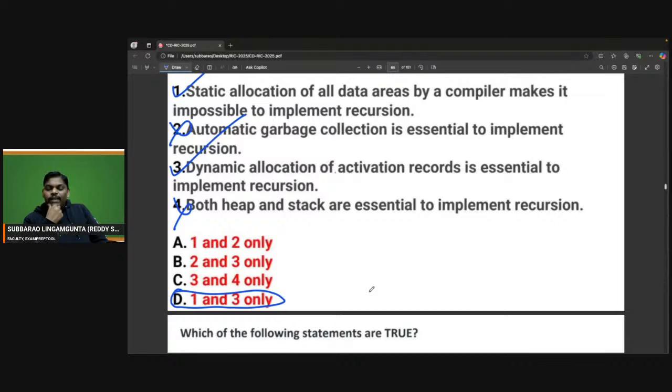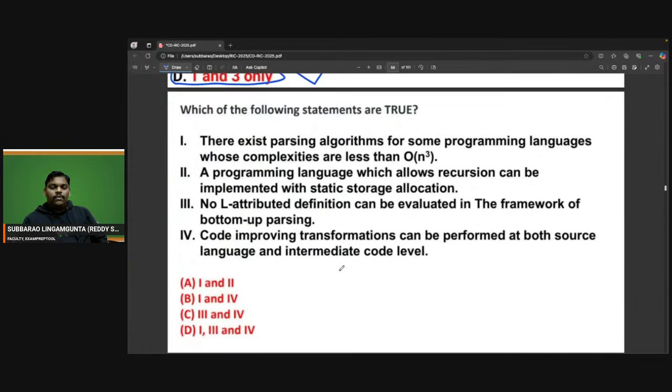Dynamic allocation of activation records is essential to implement recursion. Stack also is dynamic allocation. See, only static is going to be static. Remaining is going to be dynamic, means runtime allocation. So I think 3 is the correct option. I hope everyone is fine. In the available ones, the best one is D, the fourth option, 1 and 3. Correct. Now go to this problem.